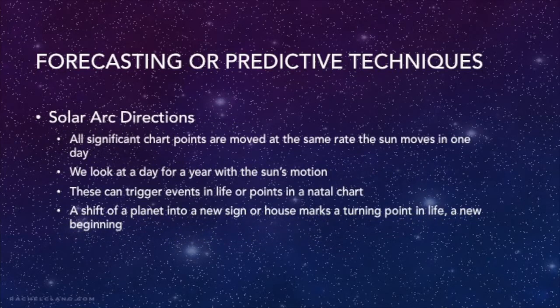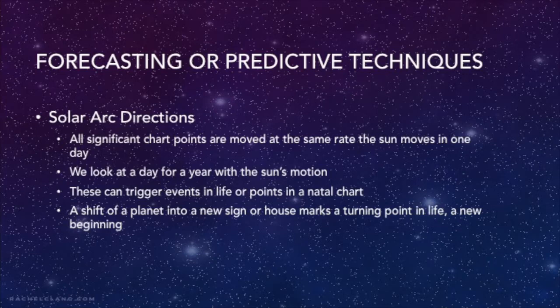Solar arc directions is another technique that you will come across in your studies, and you might even explore or experiment with yourself. It is similar to secondary progressions, except for one really big difference, and that is that all the significant chart points advance forward at the same rate the sun moves in one day, unless they're retrograde, and in that case, they're advancing backwards at that same rate. Now, we know that the sun moves about 1 degree a day, and so we look for the sun's motion, and we base everything else on that time.